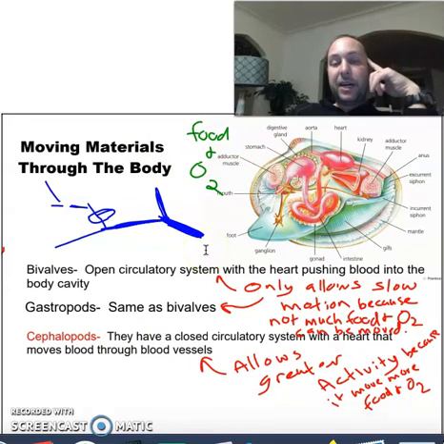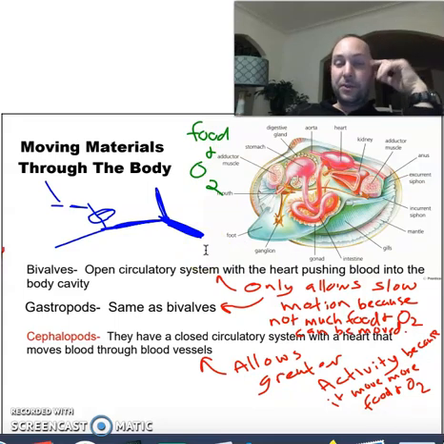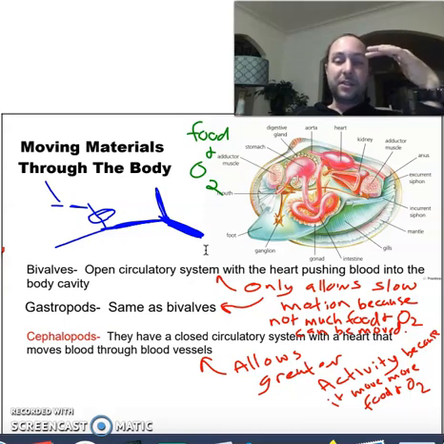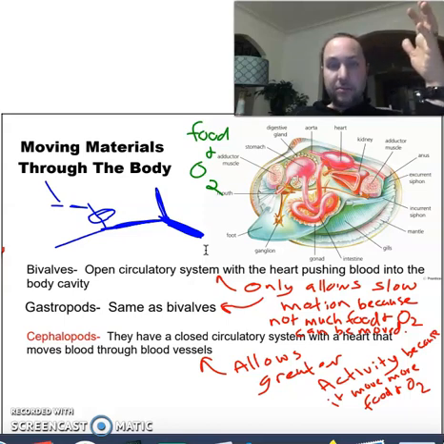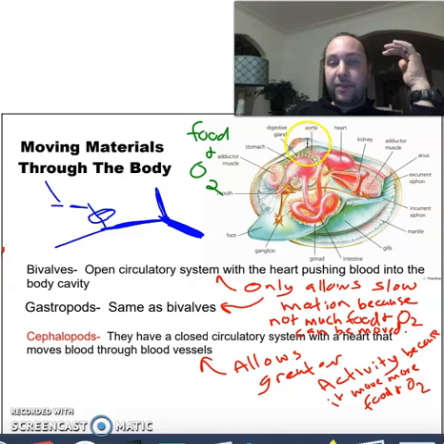Bivalves and gastropods have the same kind of way of moving food and oxygen through their body. They have what's called an open circulatory system. So they have a heart, like you and I. The heart is kind of this red object in the diagram right here. So it looks a lot like a heart, but you'll notice there's a little tube going into it and then a little tube going out of it, but those tubes are not connected together.